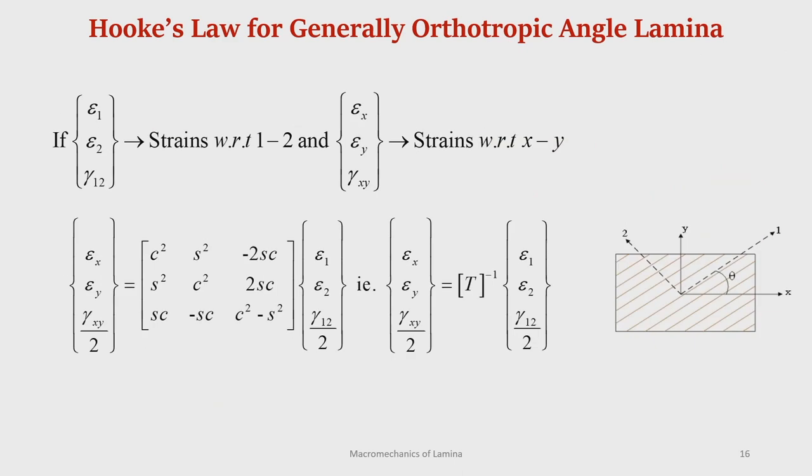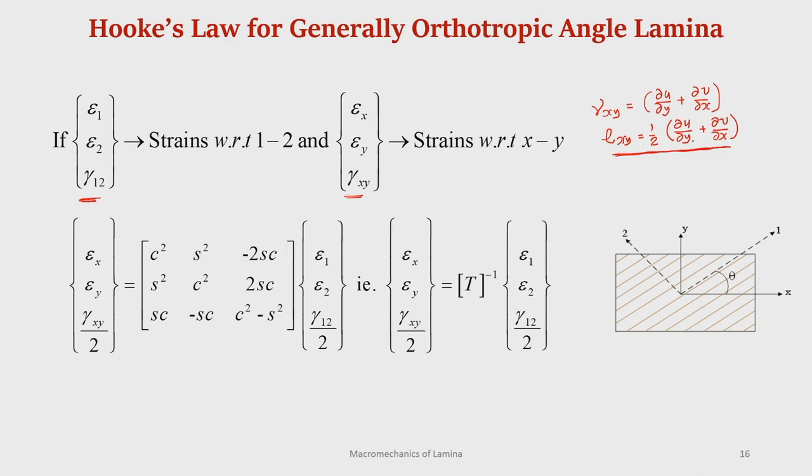So, having done that, similarly, we also know how the strains transform. Suppose this is the strains with reference to 1, 2 and this is the strains with reference to x, y. So, we can also perform the strain transformation analogous to this, but it is important that we must remember that it is the tensorial transformation, but this gamma is the engineering shear strain and we know that gamma x y is actually del u by del y plus del v by del x, but actually the tensorial strain is nothing but half of del u by del y plus del v by del x.